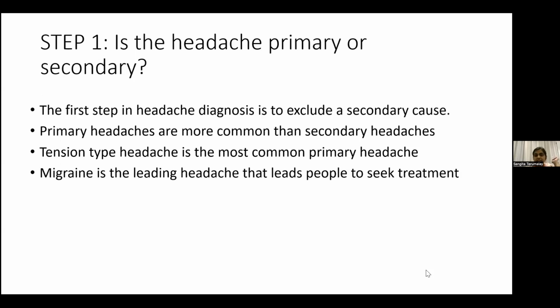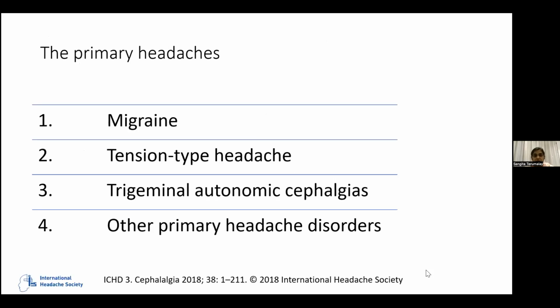Step 1, is the headache primary or secondary? So when the patient comes to you, actually, we want to make sure we are excluding a secondary cause. We know that primary headaches are more common than secondary headaches, but secondary headaches should never be missed because the treatments are different, and we don't want to miss anything which is treatable. Remember, tension type headaches is the most common primary headaches, and migraine is the leading headache that leads people to seek treatment. So what are the types of primary headaches? Migraine, tension type headaches, trigeminal autonomic cephalgias, and other primary headache disorders.